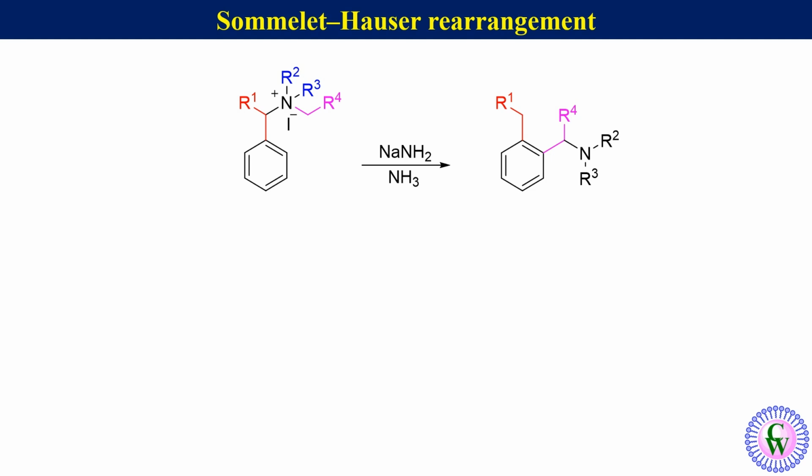To make the product of Sommelet-Hauser rearrangement without knowing mechanism, just break this benzylic CN bond to get these fragments and then connect the tertiary amine residue with the ortho position through the alkyl group having alpha hydrogen.